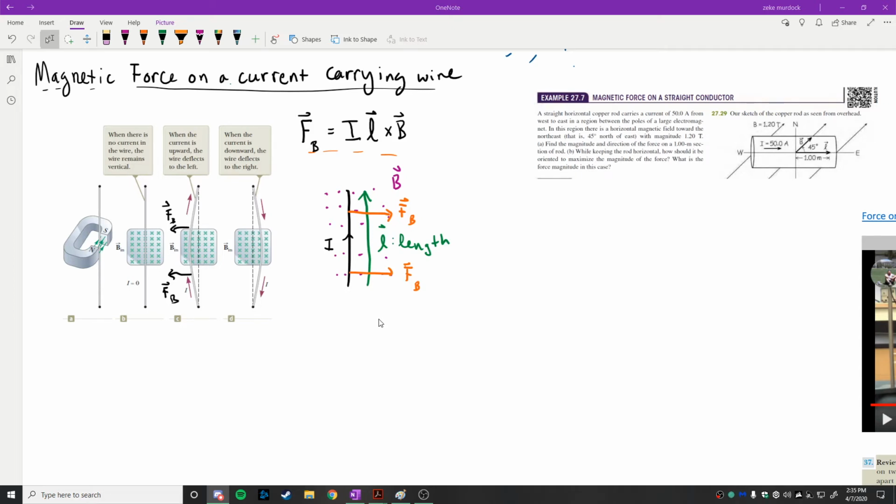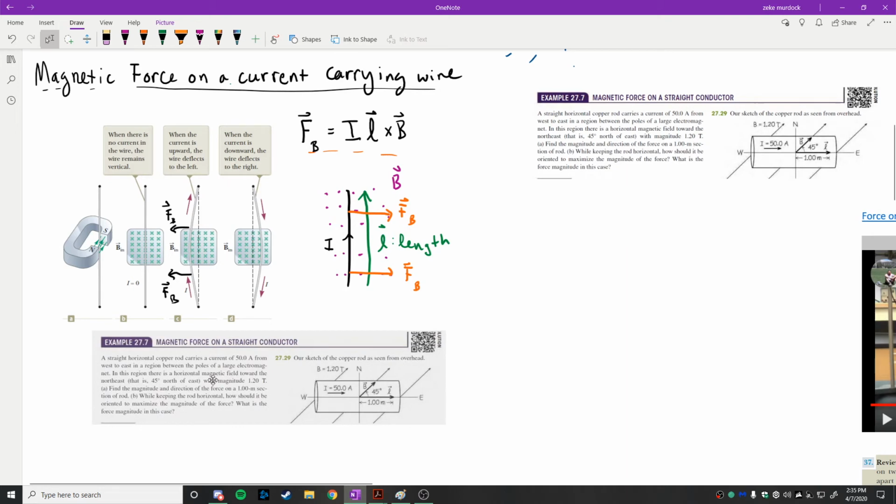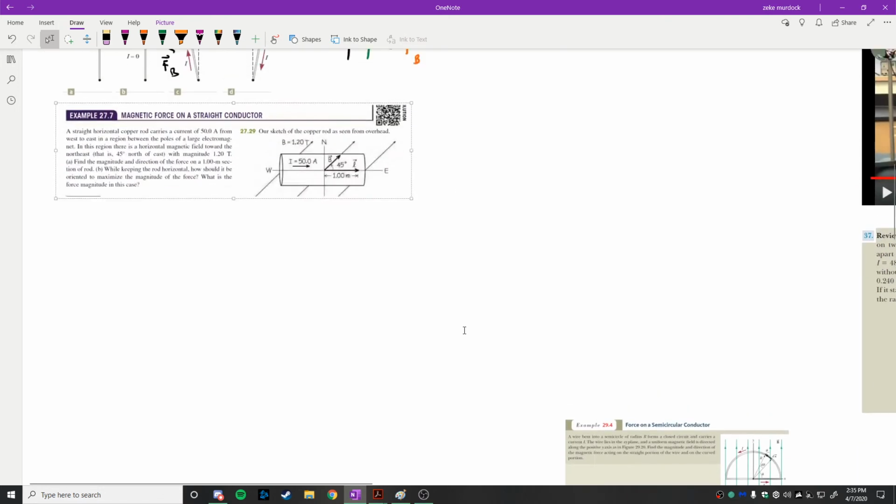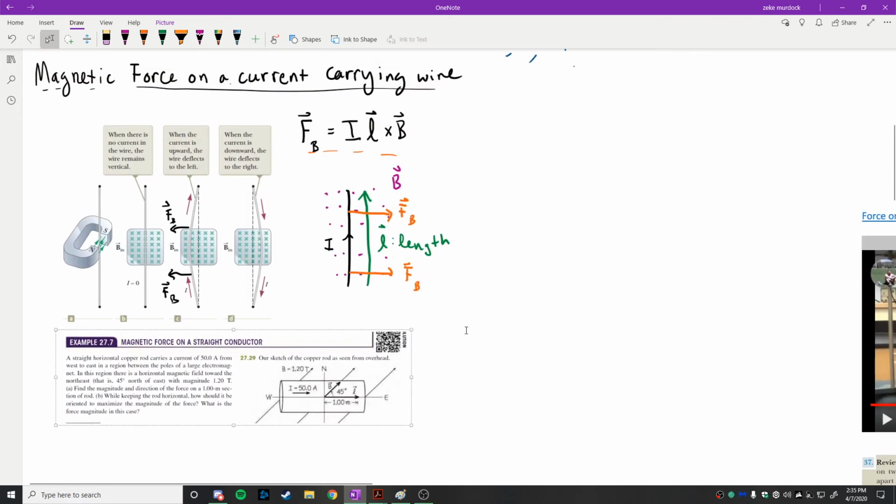We begin with this, and then we'll take a loop and see what a loop feels. So we're just going to build slowly. We're going to start off with a really simple problem right here about the magnetic force on a straight conductor. I'll leave the theory right there, and we'll do this calculation.